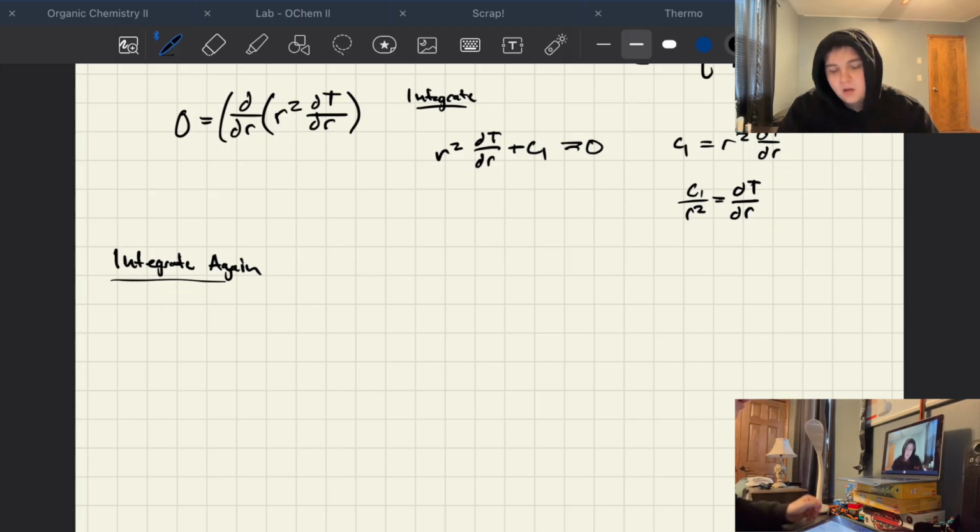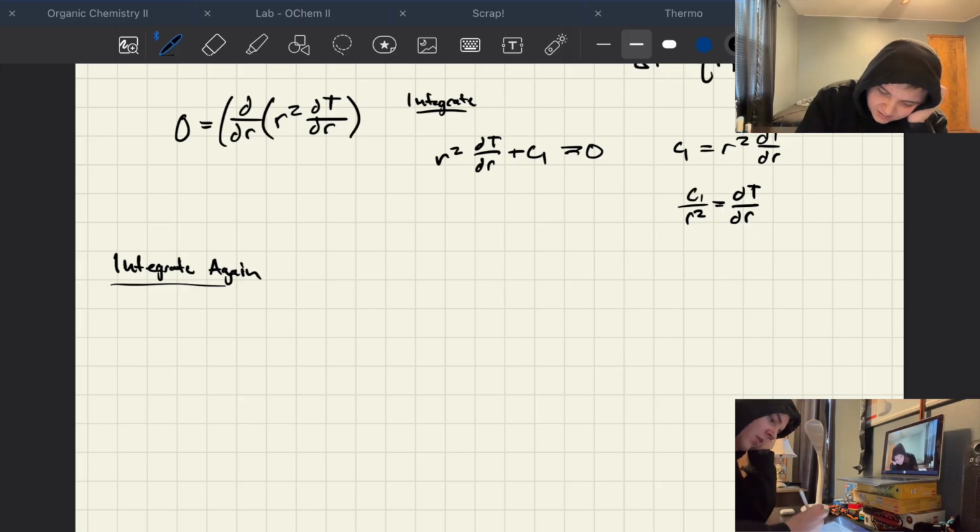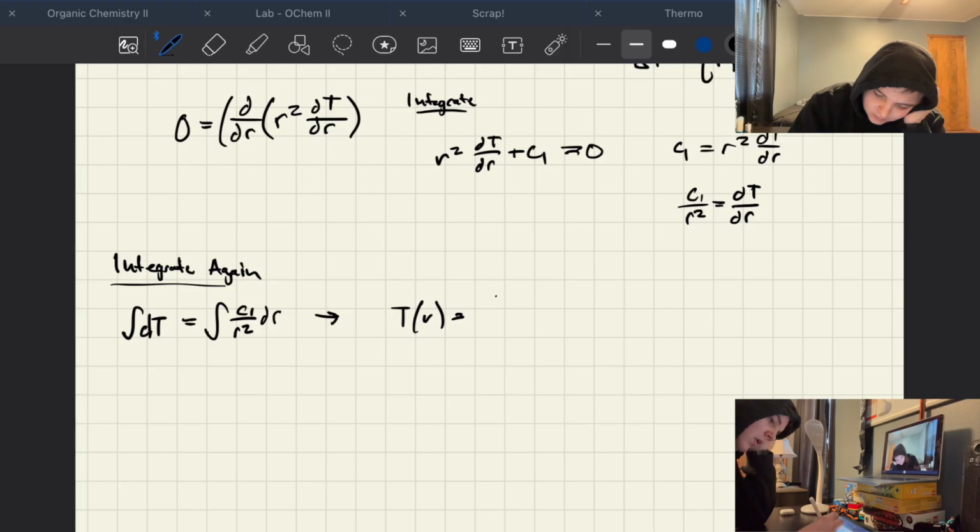When we integrate again, we'll get dT equal, well, I'm just writing what we have over here again, nothing crazy, dr, because we multiply by dr. And when we do that, we'll get c1 over r plus c2.